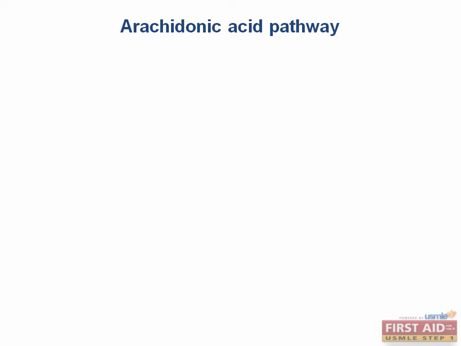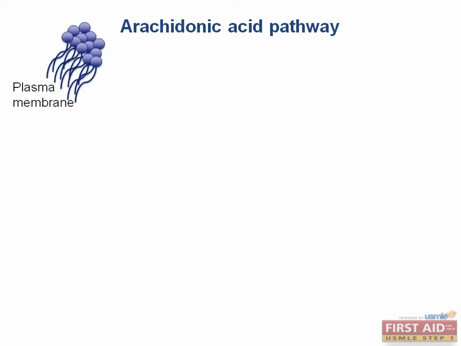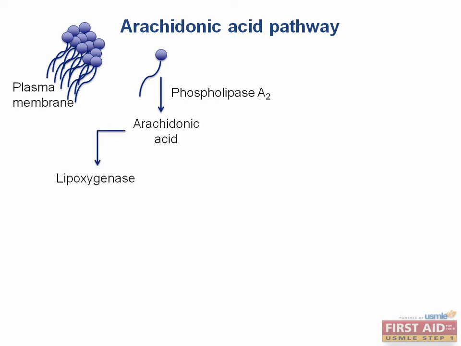Let's start at the beginning. Where does the whole process start? Well, the plasma membrane of many different cells in the body. A single membrane lipid is taken by phospholipase A2 and is converted into arachidonic acid. With this arachidonic acid, there are two directions it can go, either down the lipoxygenase pathway or the cyclooxygenase pathway.